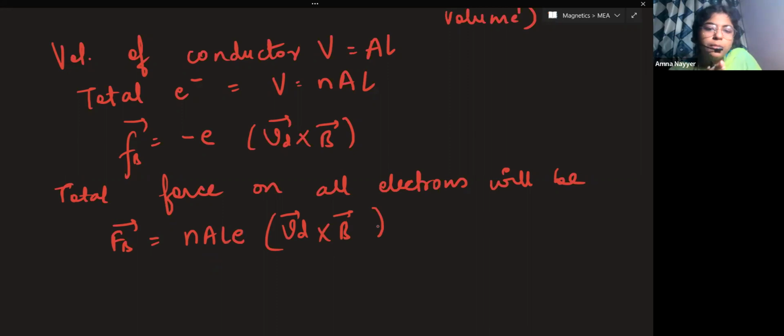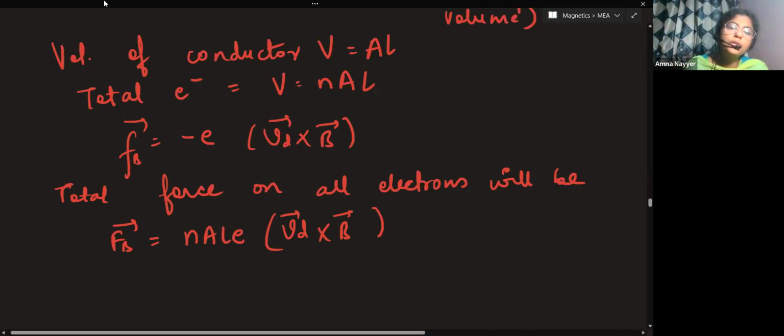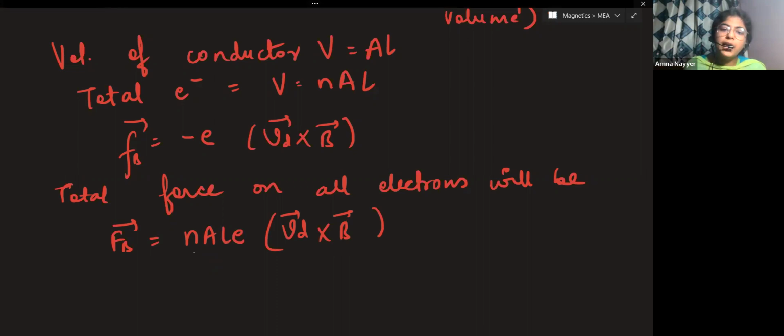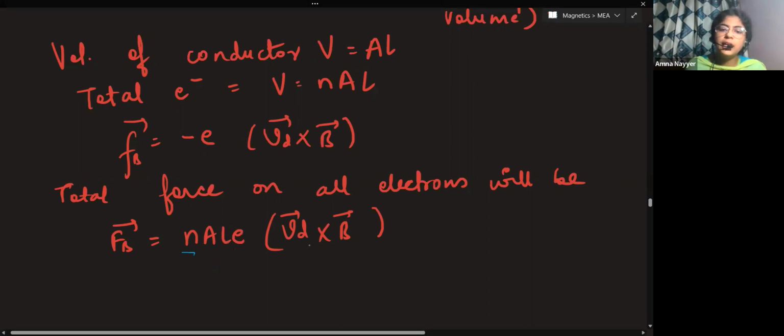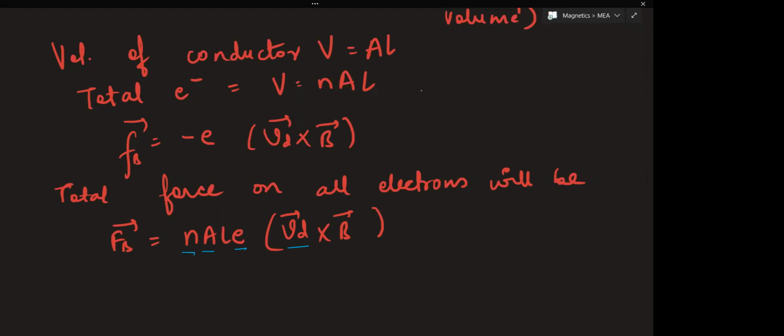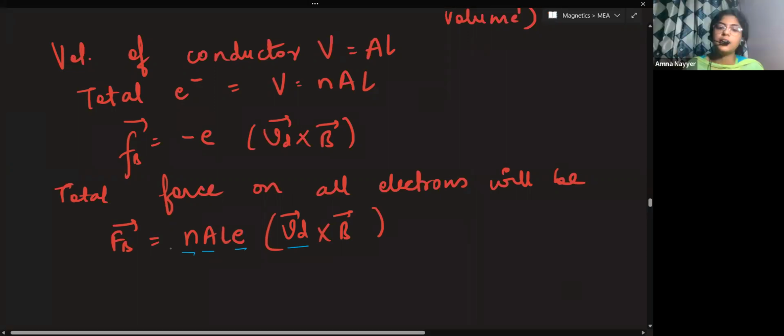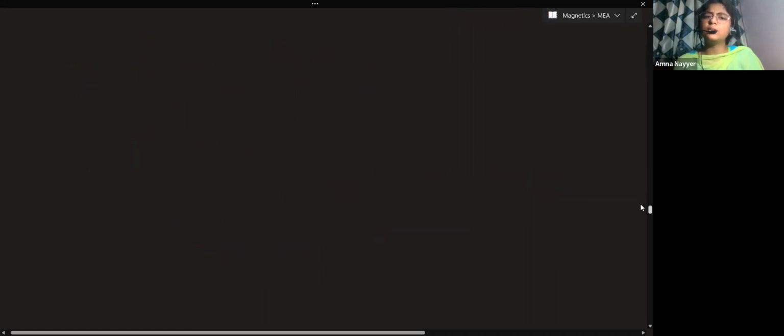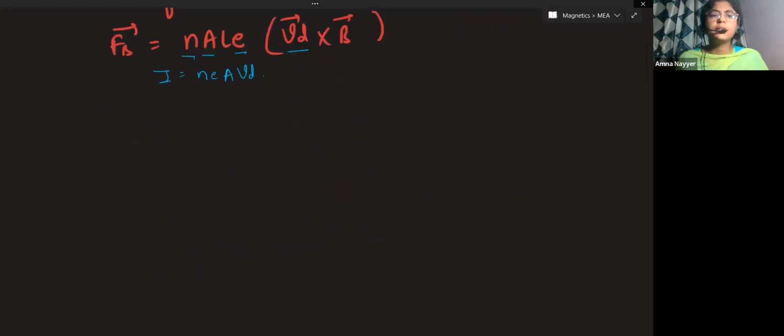From here, if you look at this carefully, neA Vd. Can anyone tell me what is this quantity? Current. Yes, current. I is equal to neA Vd. We did it, no? Remember, I is equal to neA Vd. So current actually comes out and L remains in the bracket. So your final formula, this is a very important formula, and this will be used throughout. In magnetism only, it will be used.